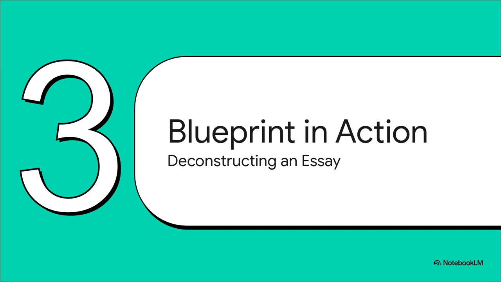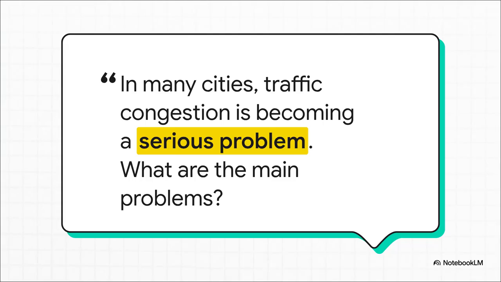Okay, we have the blueprint, we have the tools. You know what's next, right? Let's put it all together and see how this thing actually works in the wild, with a real, top-scoring essay. We're going to break it down piece by piece. So here's our sample question. It's a total classic. Traffic congestion in cities. The task is super clear. What are the problems caused by all this traffic and how can we fix them? Let's see what a Band 9 response looks like.